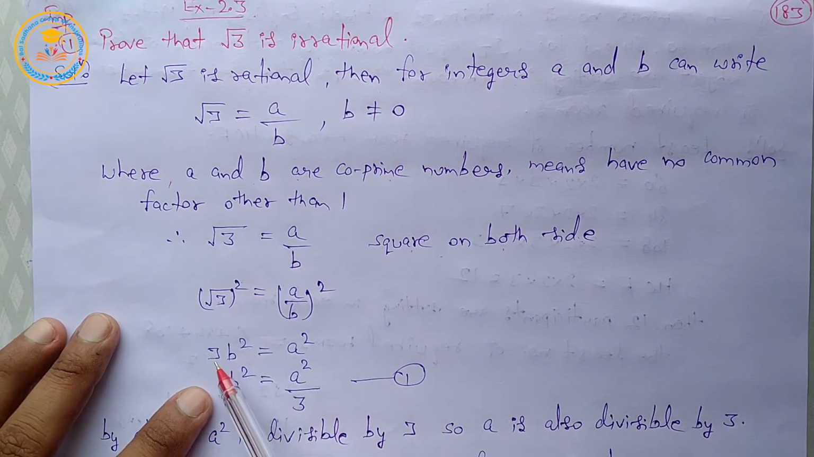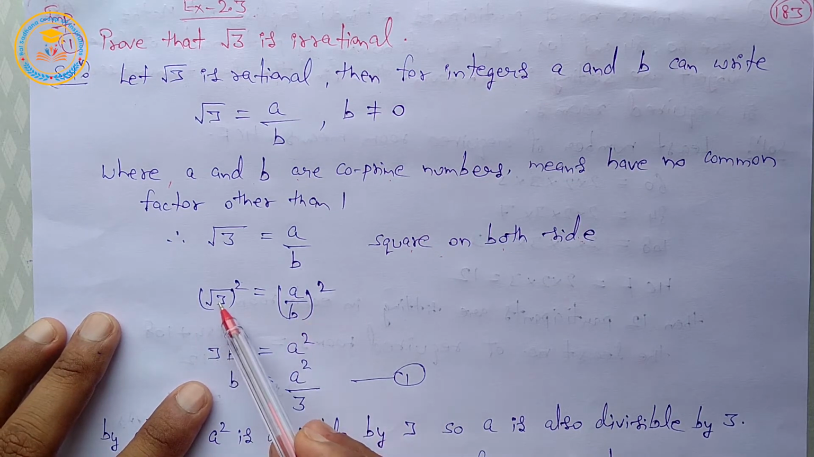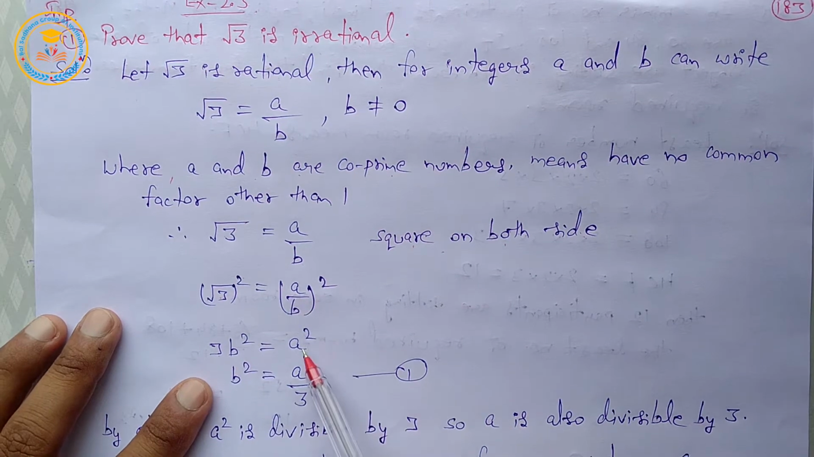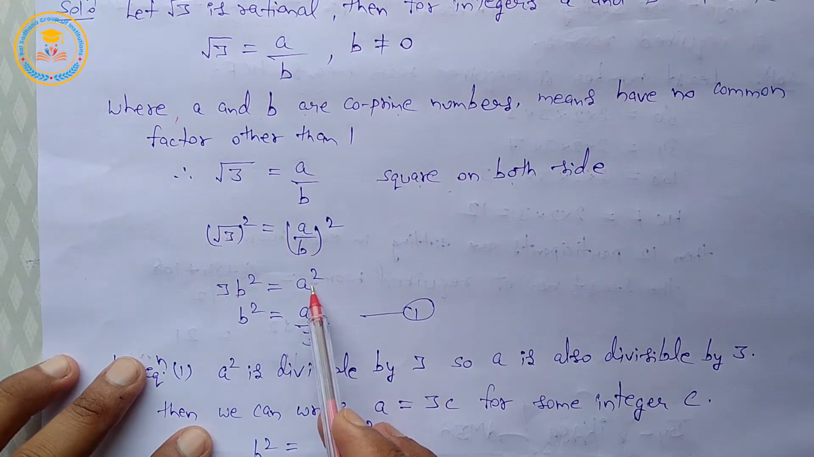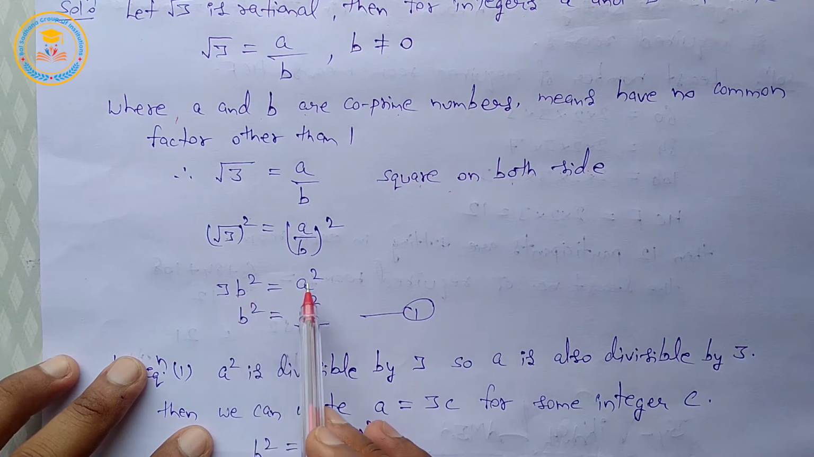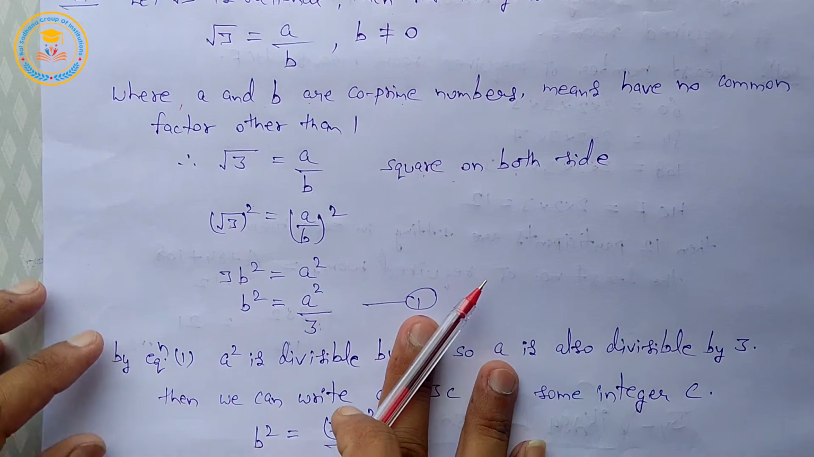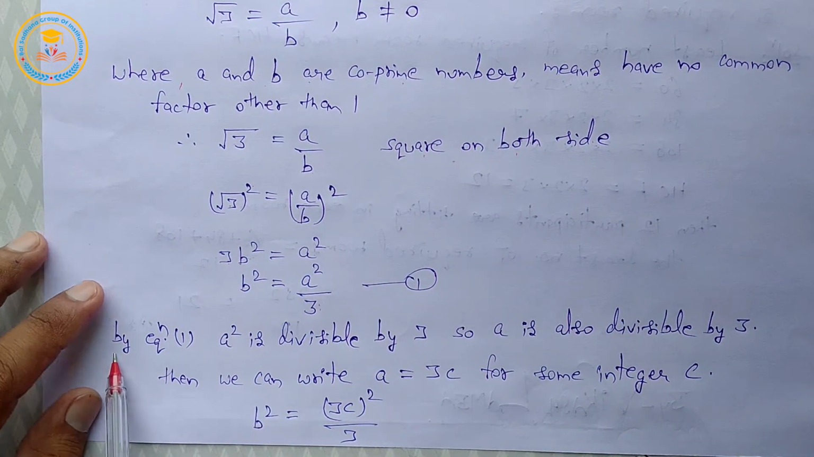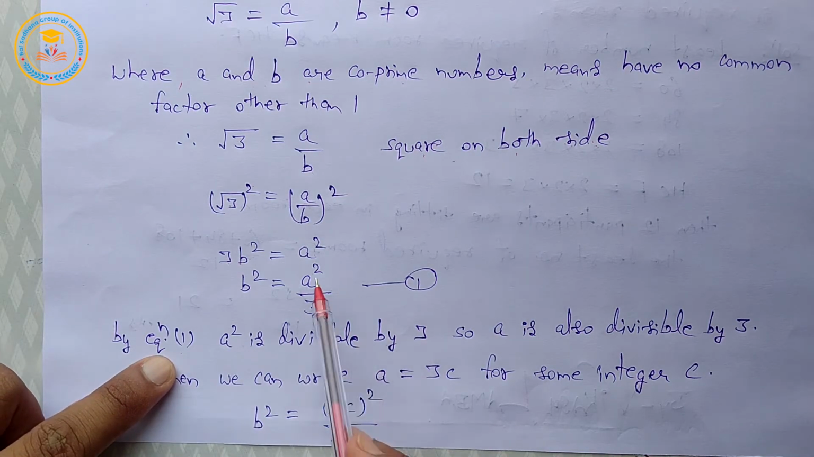Root 3 into root 3 is 3, equals a square upon b square. B square multiplied by 3: 3b square equals a square. Equation first. Here the value of a square is divisible by 3. From equation first, a square is divisible by 3.